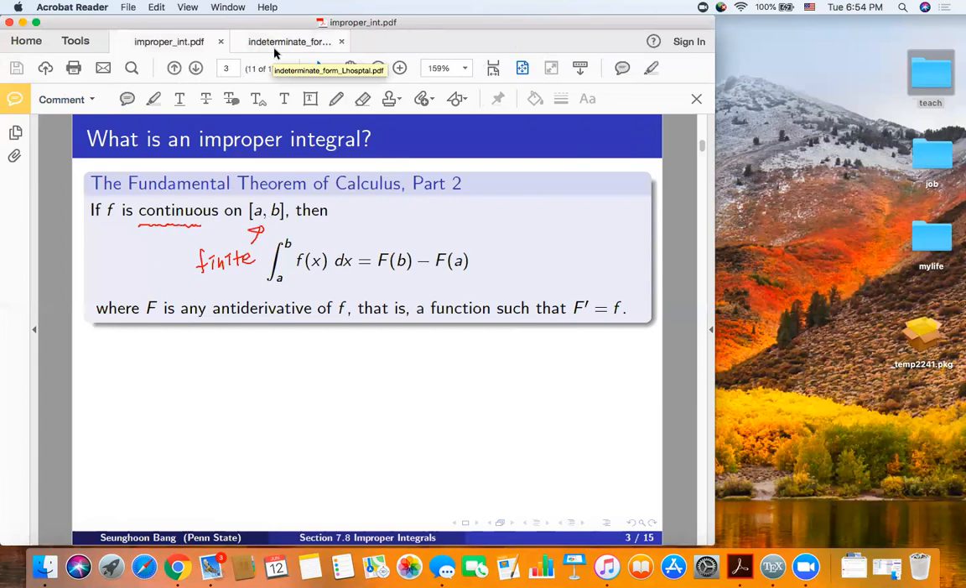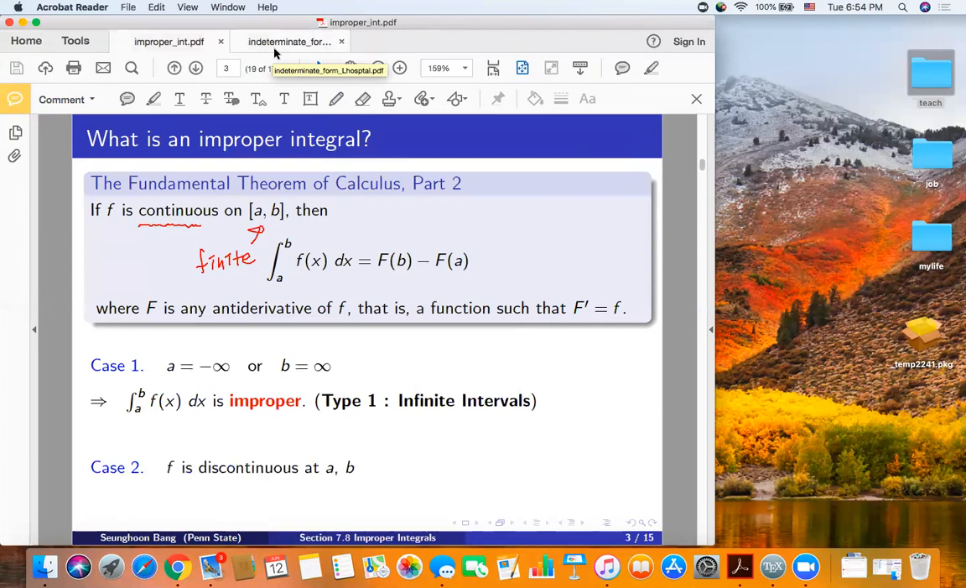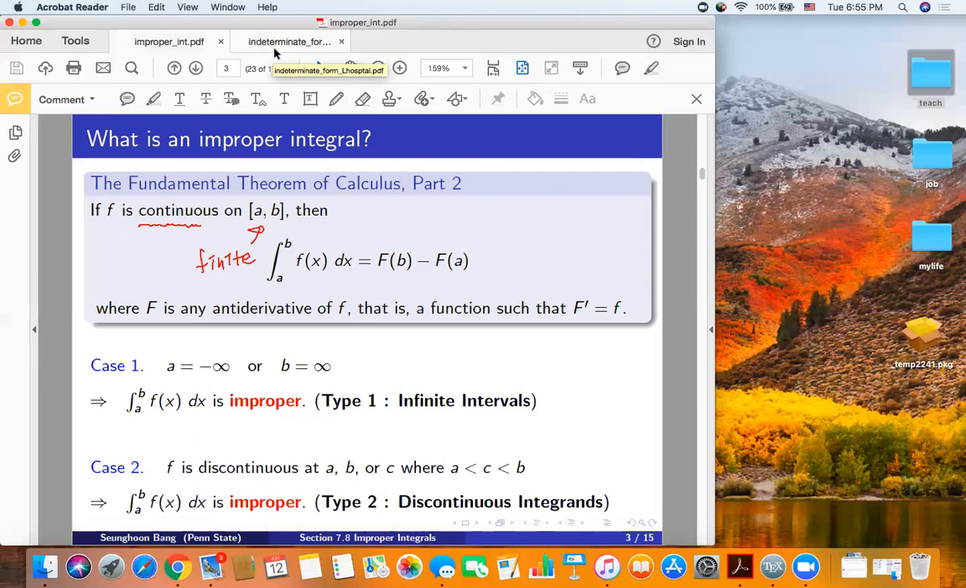An improper integral violates one assumption. In the first case, the interval is not finite, so it is infinite: a goes to negative infinity, or b equals positive infinity. We call this an improper integral. In the second case, function f is discontinuous at a, b, or c, where c is between a and b. This integral is also improper. This is the second type, discontinuous integrals. So we have two types of improper integral.